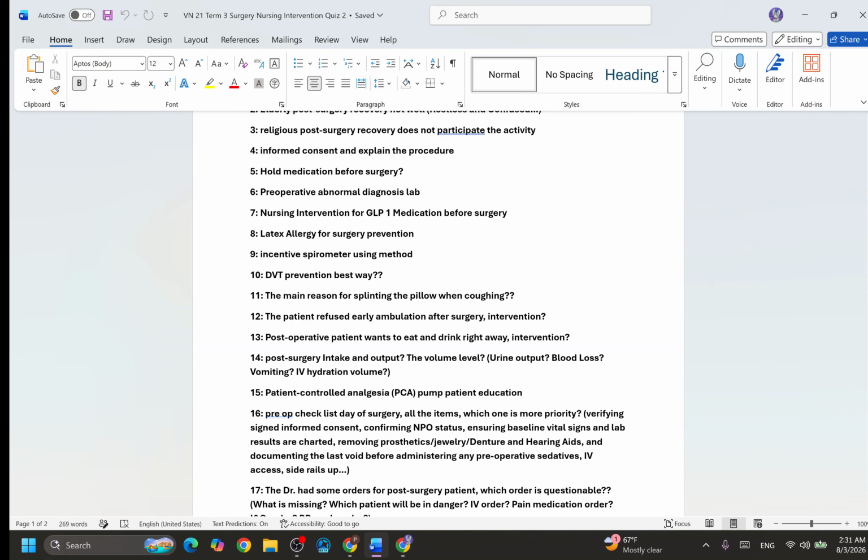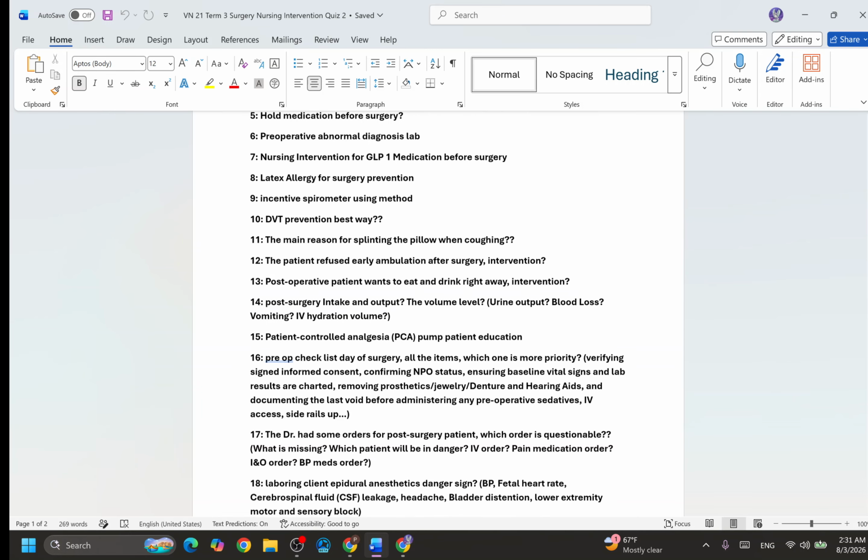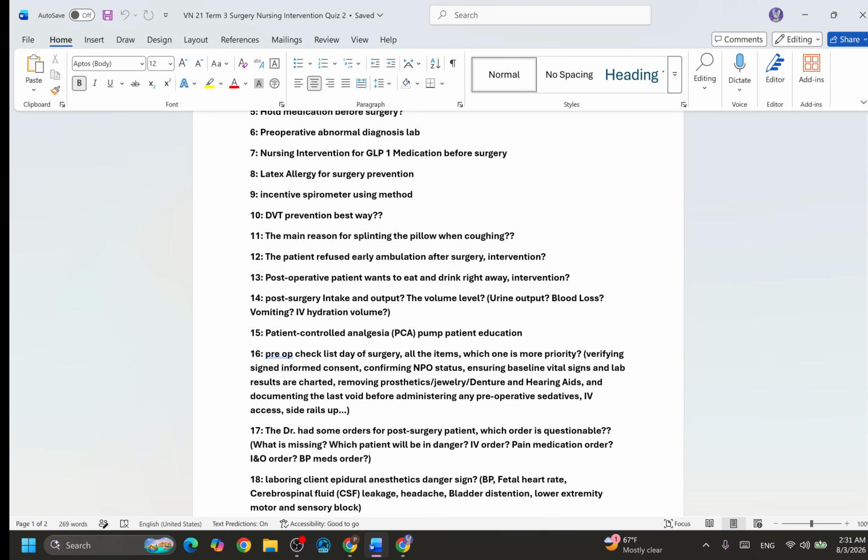Okay. 15. The patient-controlled analgesia, that means the PCA pump, the patient education. So remember, we also have a PowerPoint for this, okay? So the PCA pump, what is the education for the patient? What do we tell the patient? The PCA pump, the patient can control by their pain. Do you feel like the patient needs to have a severe pain?